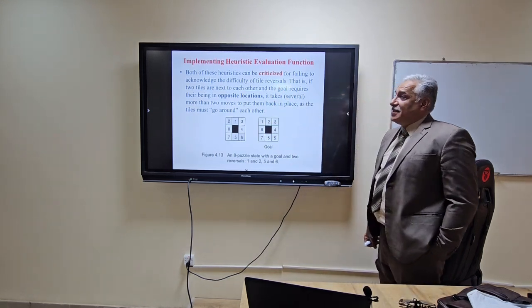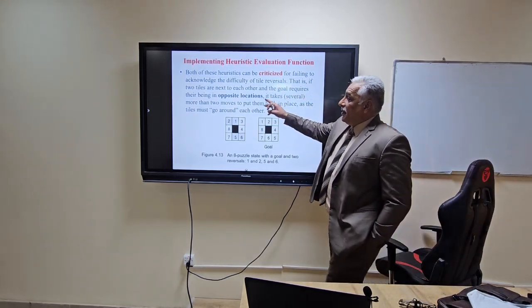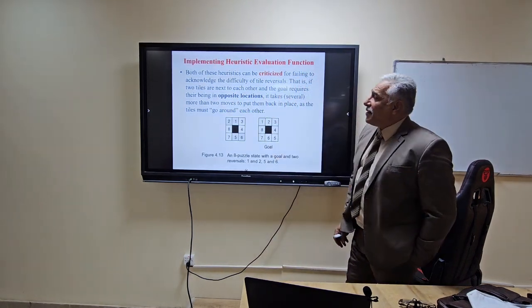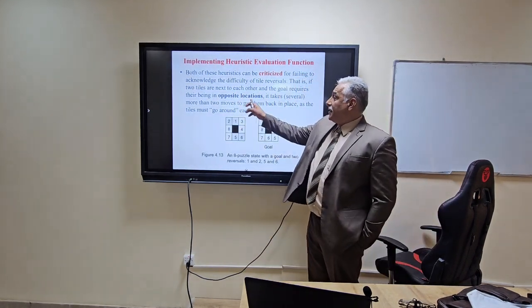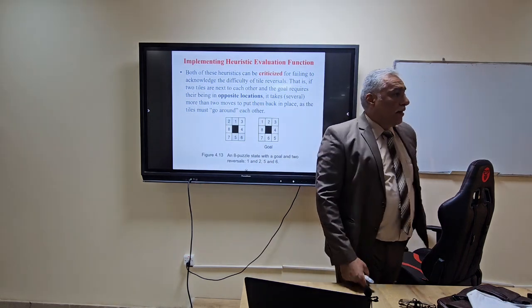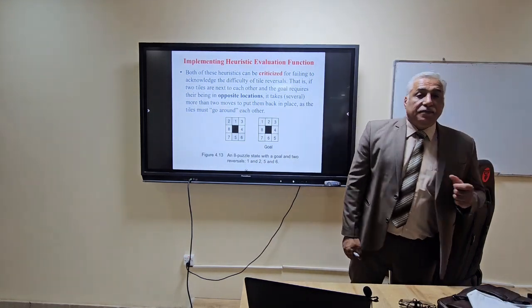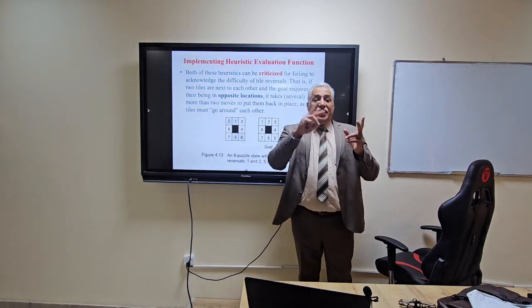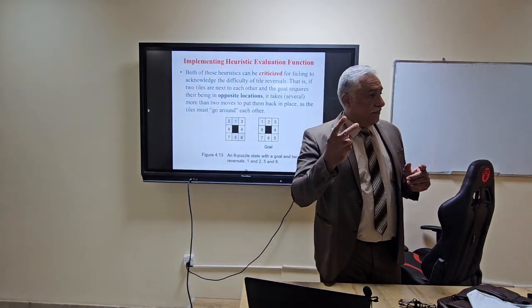Now, both of these heuristics can be criticized for failing to acknowledge the difficulty of tile reversals. That is, if 2 tiles are next to each other and the goal requires them to be in opposite locations. Now, there is another factor. This represents the inversion of the movement.